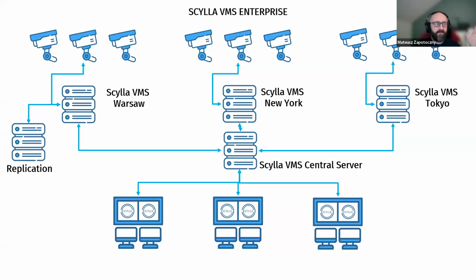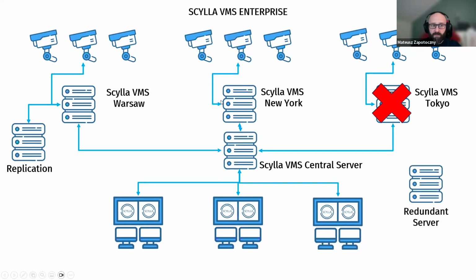What else? What will happen in, for example, someone will destroy the server? I don't know, like power shortage, or somebody will cut the power cable, or maybe there is some failure of the server. In the enterprise version, you can add redundant server, and actually as many redundant servers as you want. So each, let's say, part of your system can be redundant in this way.